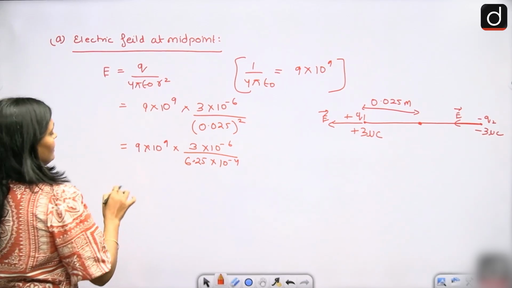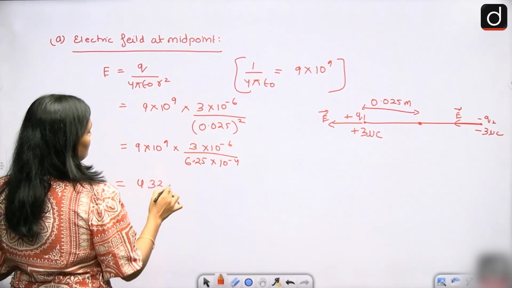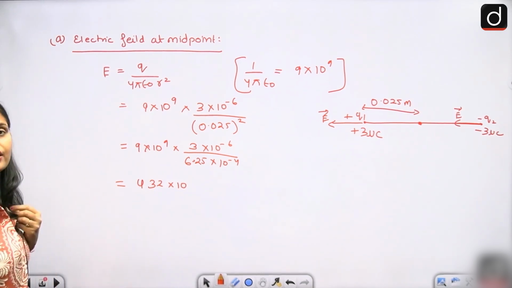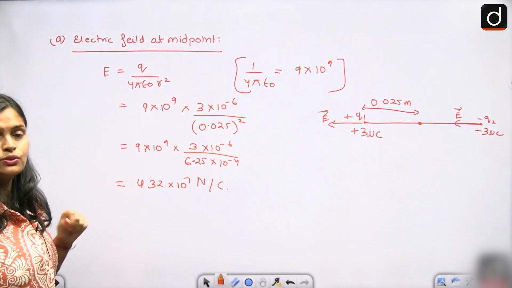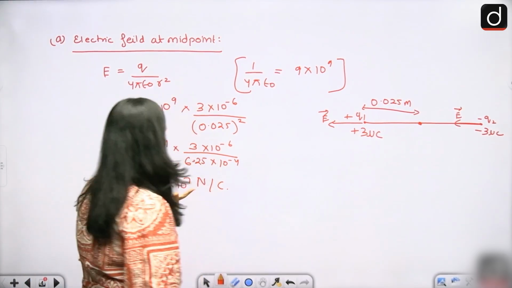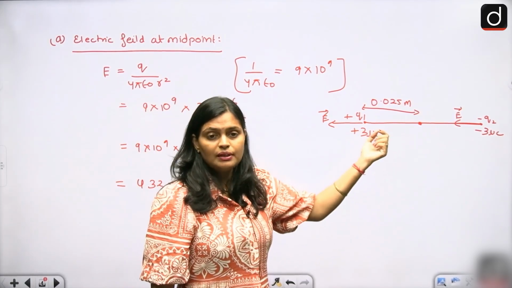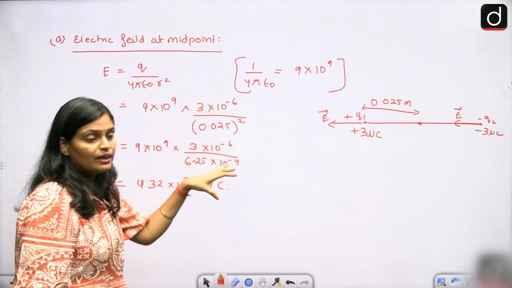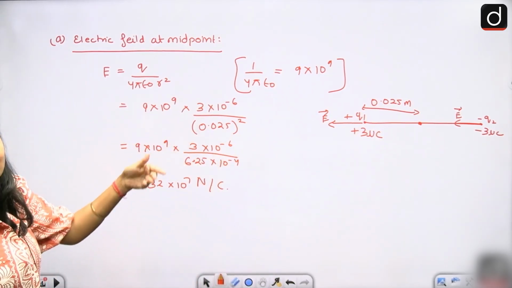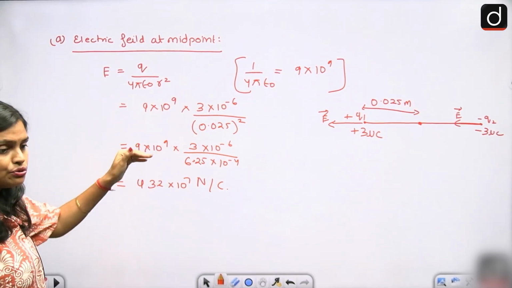Now when you calculate this, ultimately, what will be your result guys? 4.32 into 10 to the power 7 Newton per Coulomb. So now see, this is the electric field intensity due to this point charge, right? Similarly, from here also you will calculate with the same formula, but now what happened? The charges differ, right? So both fields are in the same direction towards negative.